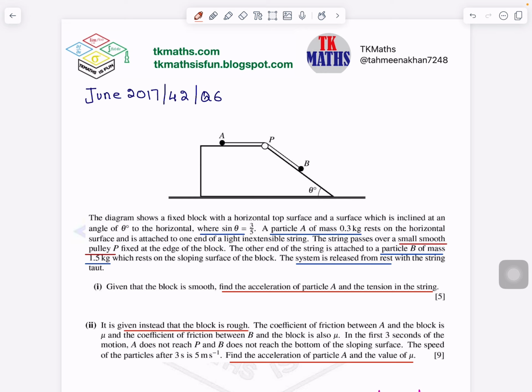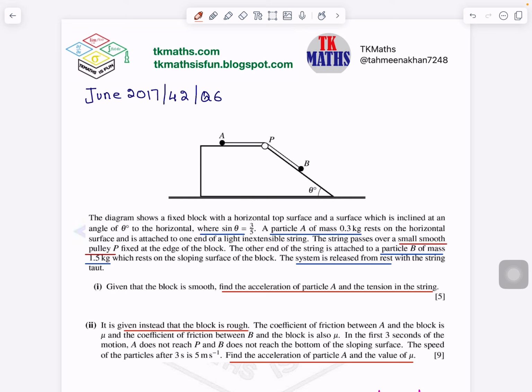Okay, so now what is given here, you have to find, in part 1, the acceleration of particle A and the tension in the string. And let's start with part 1. In part 1, the surface is smooth. Situation is same, but in part 2, the surface is rough, and then we have to find the acceleration of particle A and the value. So let's do part 1 first.